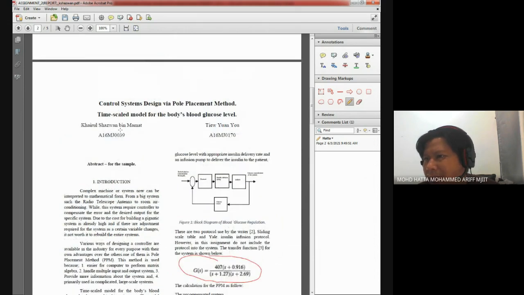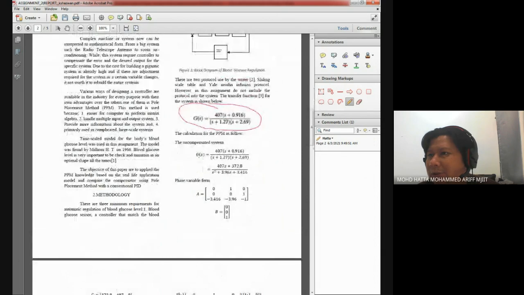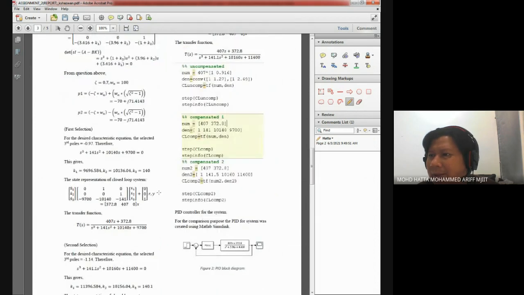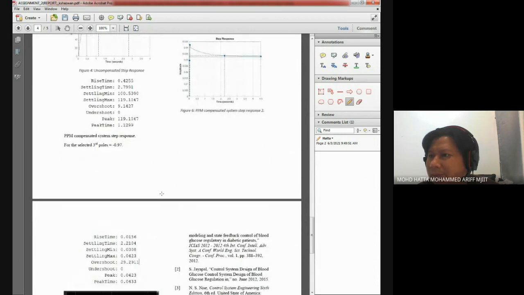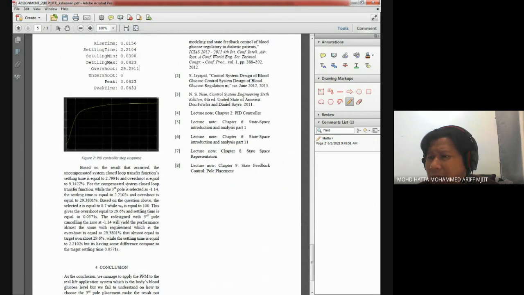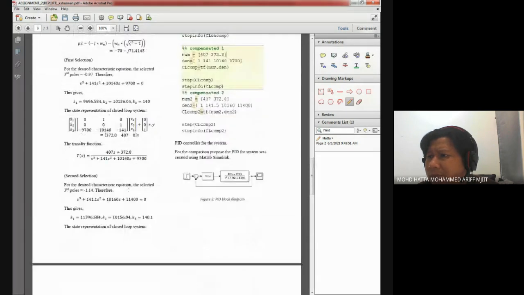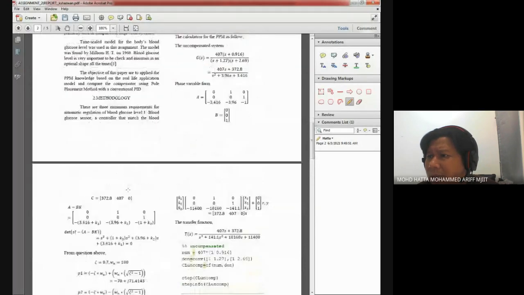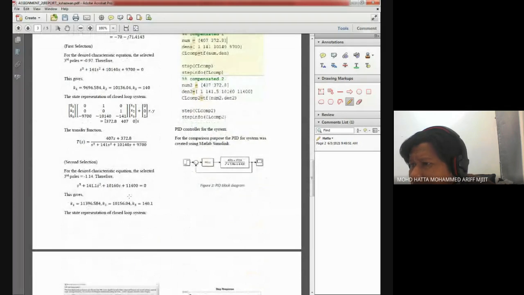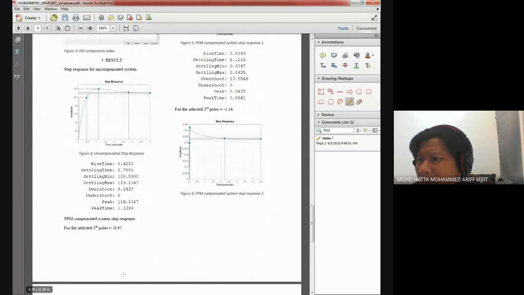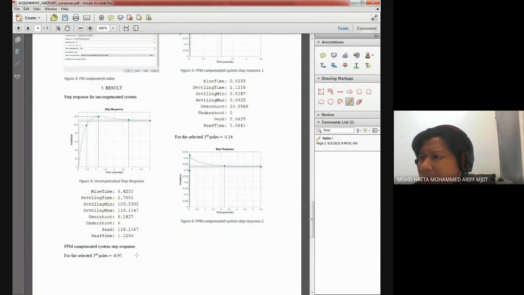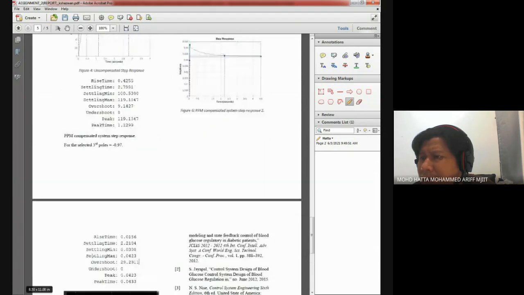And here the topic is time scale model for body blood glucose level. What I'm interested in is the selection of the transfer function itself. Towards the end, they did compare it with a PID controller as well, if I'm not mistaken. Did they mention the desired performance? They didn't mention their desired performance over here, but they did compare their results of pole placement as well as the PID, so it's okay.